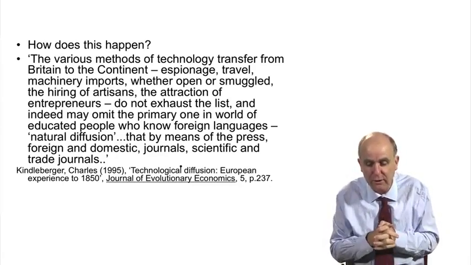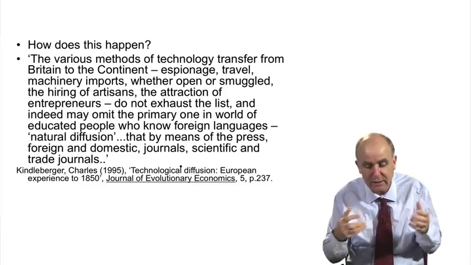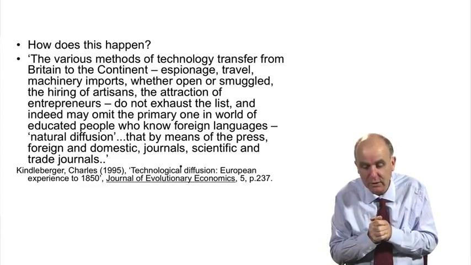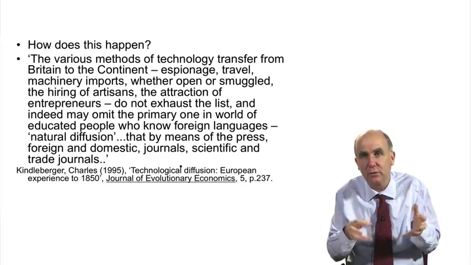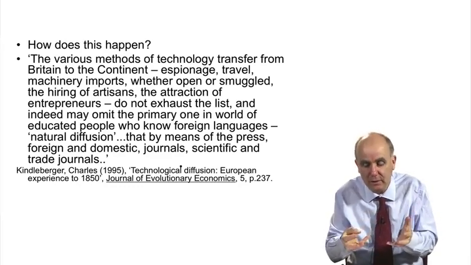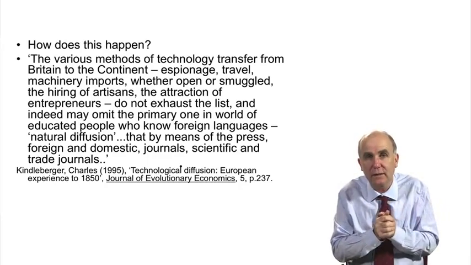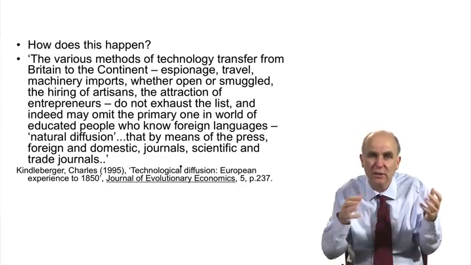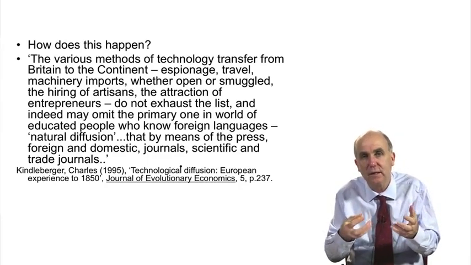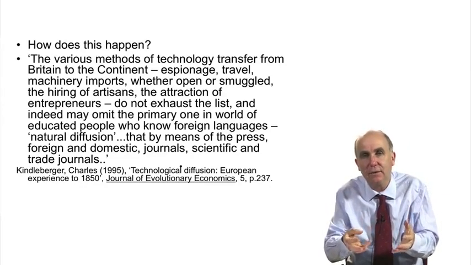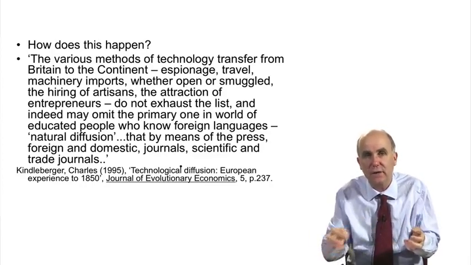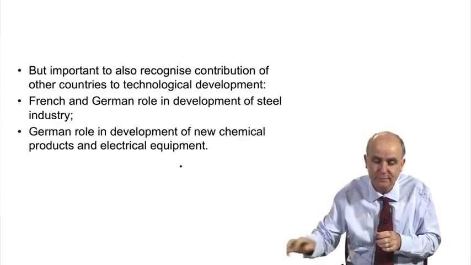Kindleberger goes on in the quote to talk about what he thinks is important: natural diffusion. That is the press, foreign and domestic journals, scientific and trade journals. So information transmission is one of the phenomena we talked about when we discussed the scientific revolution and the industrial enlightenment: the idea that there was better transmission of knowledge about the new technical developments and inventions, and that actually facilitated the transfer of those inventions elsewhere.